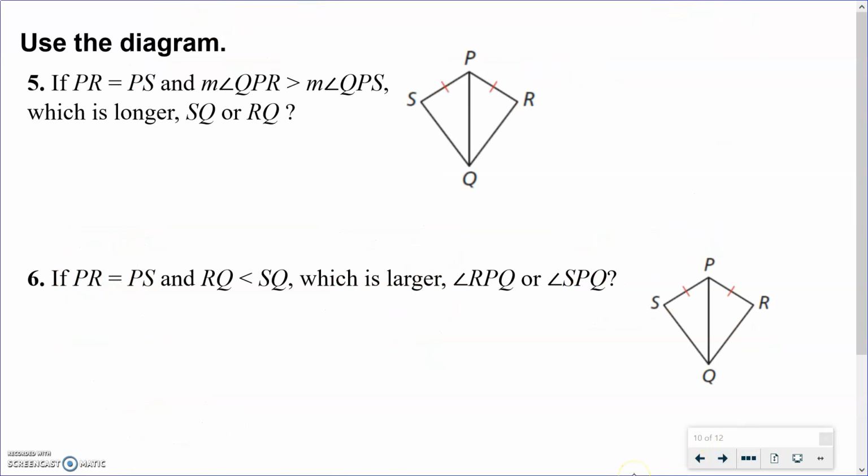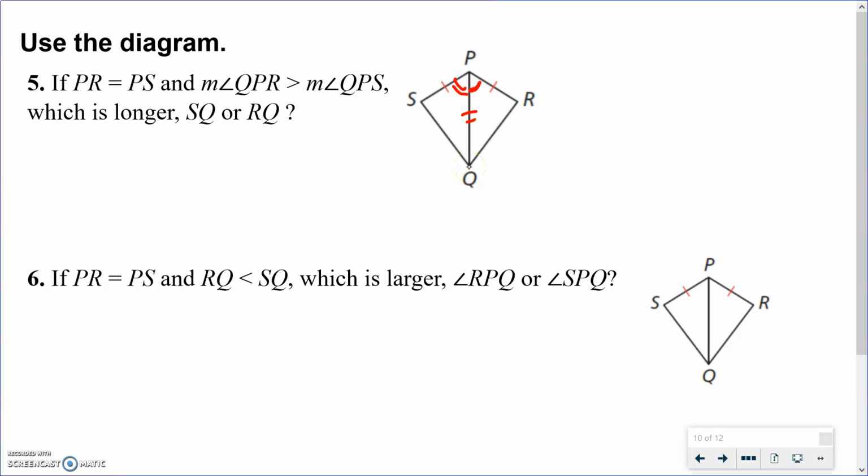Okay, now we're going to use what we've looked at and what we've learned and answer some questions. So it says PR and PS are equal. We can see here that PQ is part of both triangles. And it tells us that the measure of QPR, so this angle here, is greater than the angle here. So we want to know what's longer, SQ or RQ.